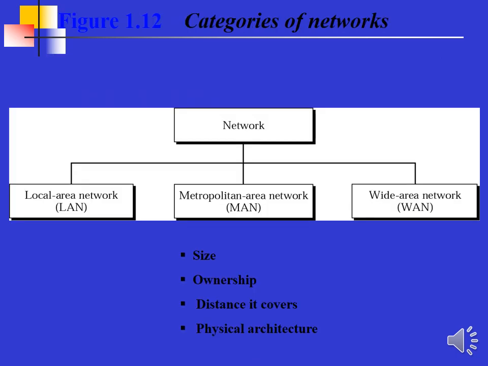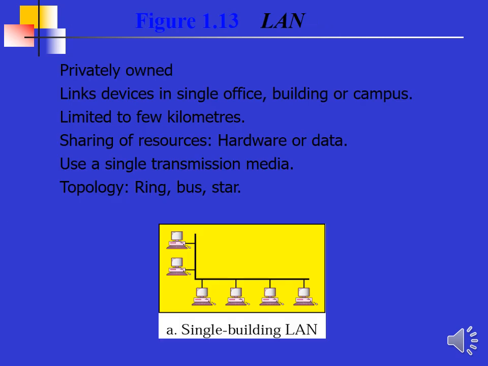Then we have categories of network. We have the different categories: LAN, that is local area network; MAN, metropolitan area network; and WAN, that is wide area network. Depends on size, ownership, distance it covers and physical architecture.